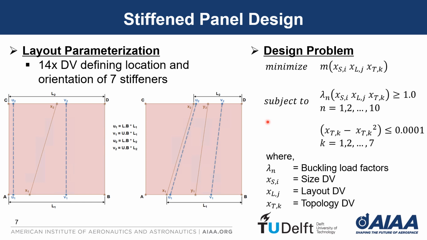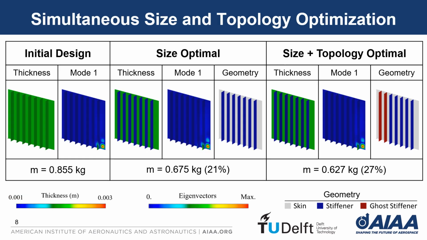The optimization problem is to minimize mass of the stiffened panel subjected to buckling constraints. Additional penalization constraints are defined in order to force the topology variables to the limit values of 0 and 1. The results of the simultaneous size and topology optimization are shown.